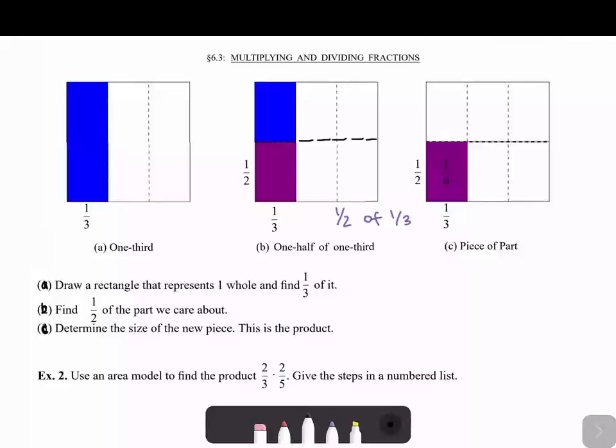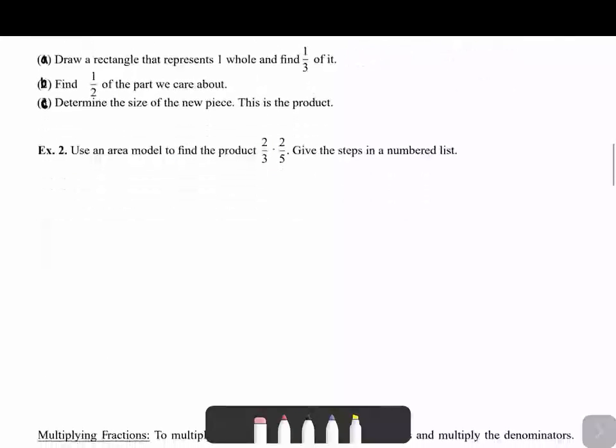So this is how we get this 1/6 right here, because each of these is 1/6. We divided our rectangle into 6, and one of them is shaded. So that's what we have here. And this is how we use an area model to find a product. So we're going to do another example of this where we write everything out. We're going to use an area model to find this product 2/3 times 2/5. Just like up here, the first thing is we're going to draw a rectangle that represents one whole.